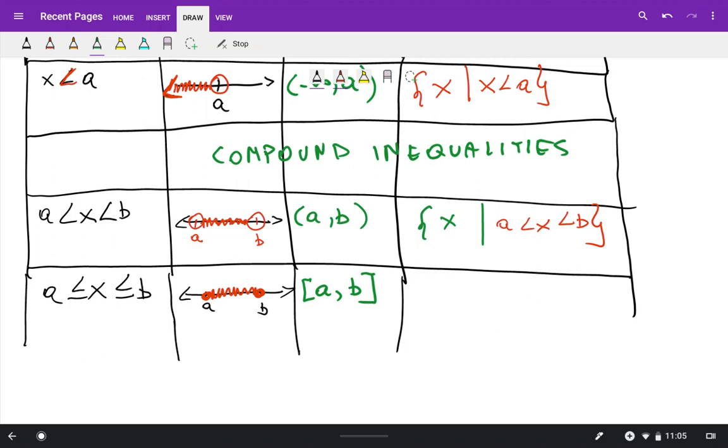And set builder notation, the solution set are all the x's such that, and I just copy the inequality. a is less than or equal x, x is less than or equal b. Okay, continue.